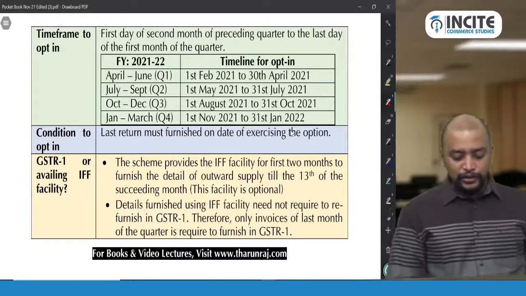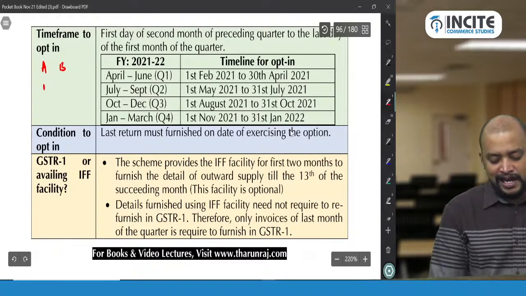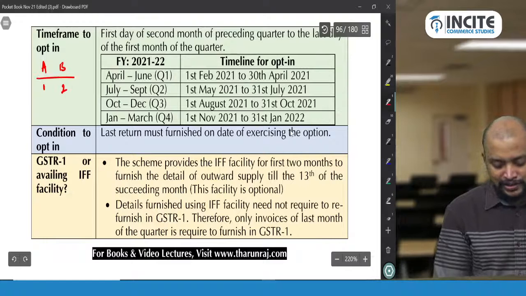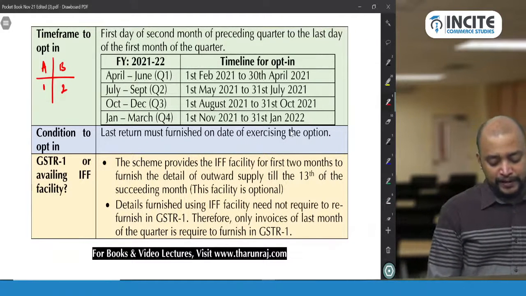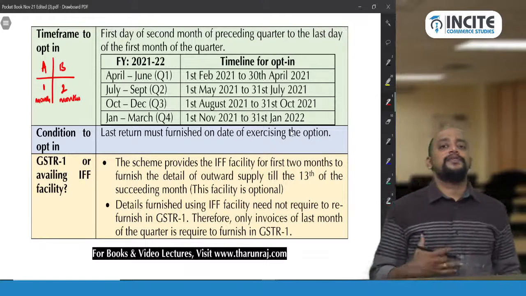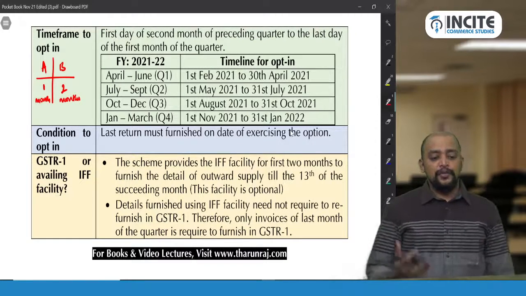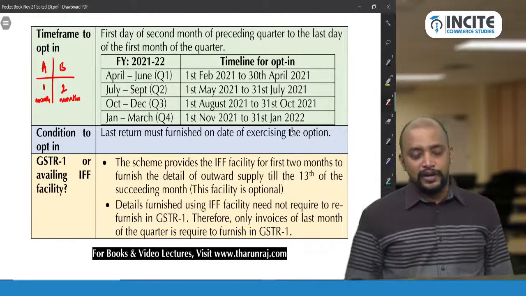Okay. So easily you can remember, A for after, B for before. And for A it is 1, for B it is 2. Just remember this. So within 1 month after, and within 2 months before. So this is the deadline for the purpose of entering into QRMP. So within 1 month after, 2 months before, the commencement of the quarter. Okay.